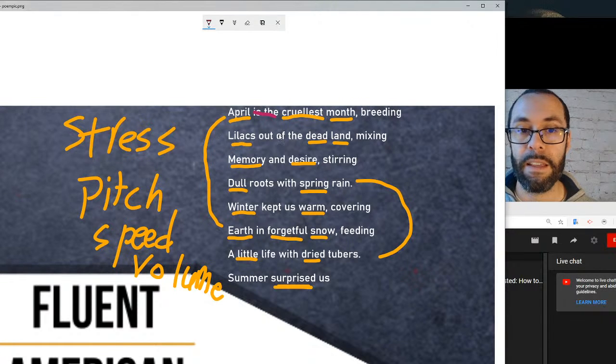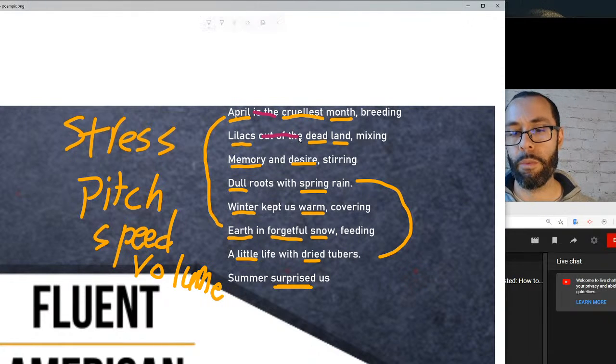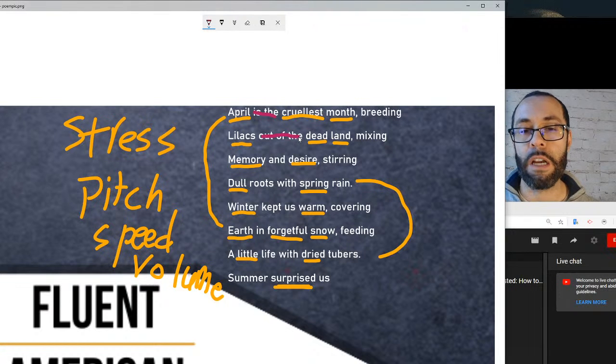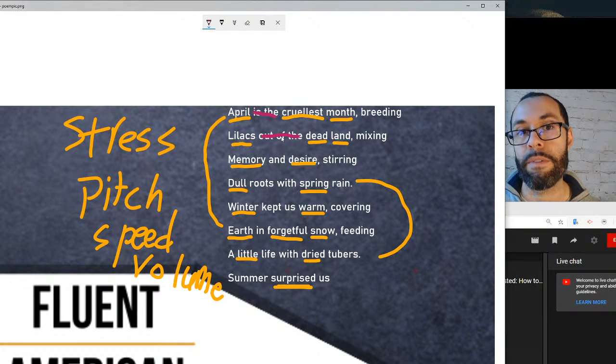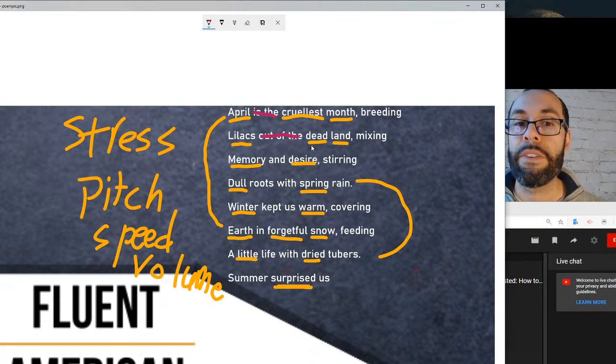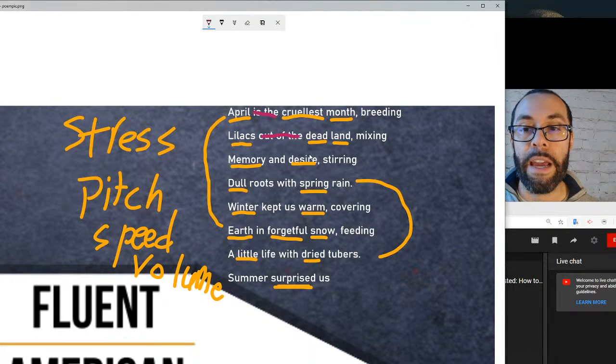Breeding lilacs out of the dead land. Again, we have another video that talks about contrast and the importance of contrast. Contrast basically means doing different things at different times. For instance, what I can do here is change the speed. Lilacs, holding nice and slow, out of the, going faster. So again, I'm having contrast. One part I say slow, another part I say fast. Lilacs, out of the dead land. And now I'm going slow again. Out of the dead land. Lilacs out of the dead land.